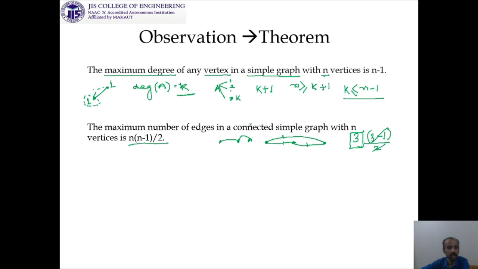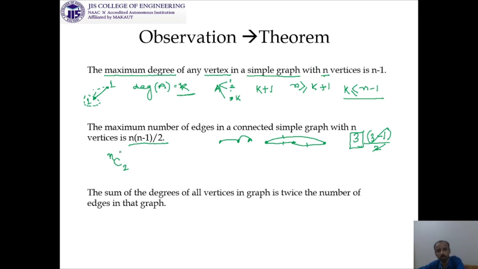Okay, so it is actually nothing but all possible selections of 2 vertices out of n. So you can think of it as NC2. And what is NC2? NC2 is nothing but n into n minus 1 by 2.